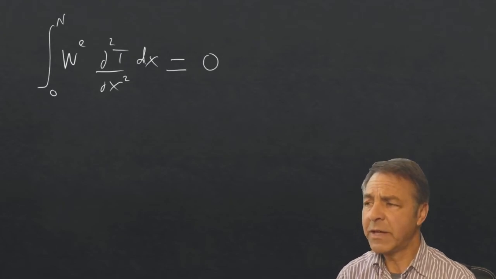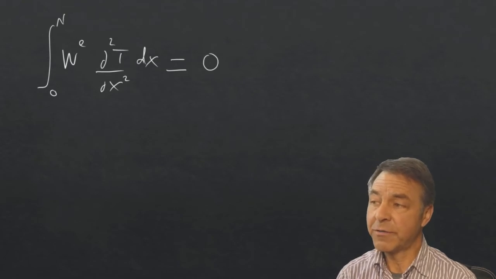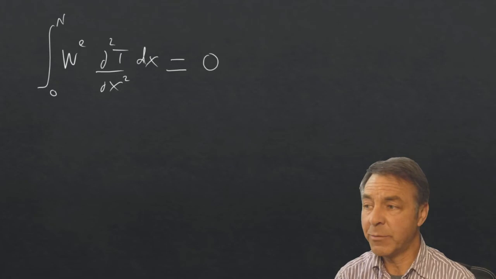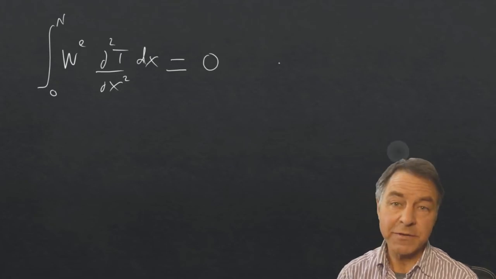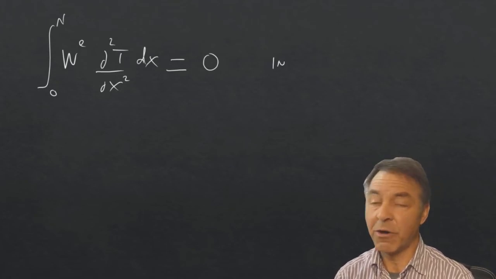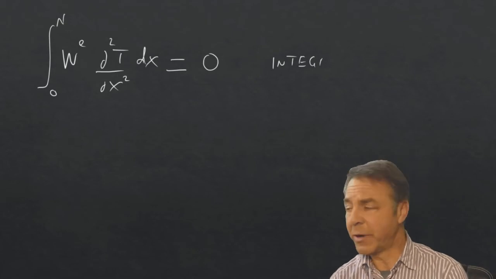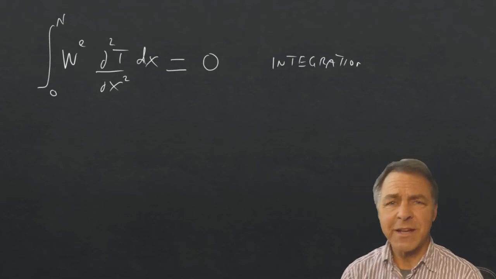Now, the key is that if it's going to be any arbitrary function w, the only way that could be true for arbitrary w is if d squared T dx squared is 0, which was our original differential equation. So that's kind of cool.